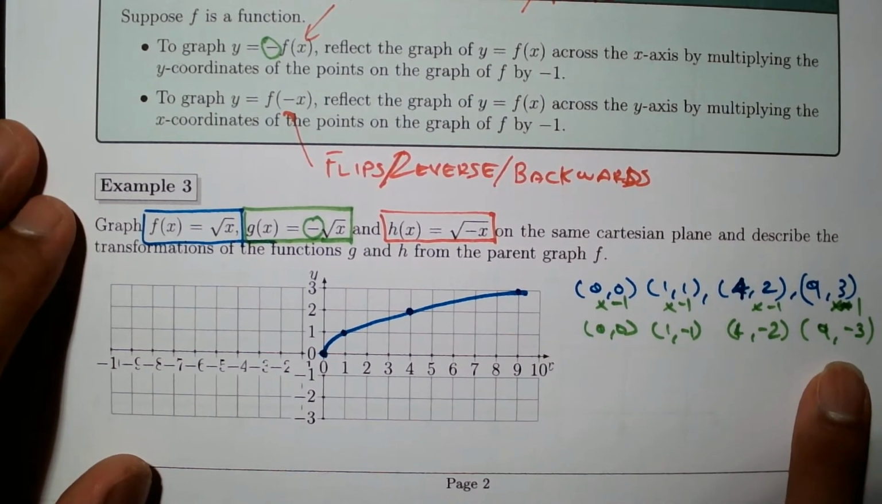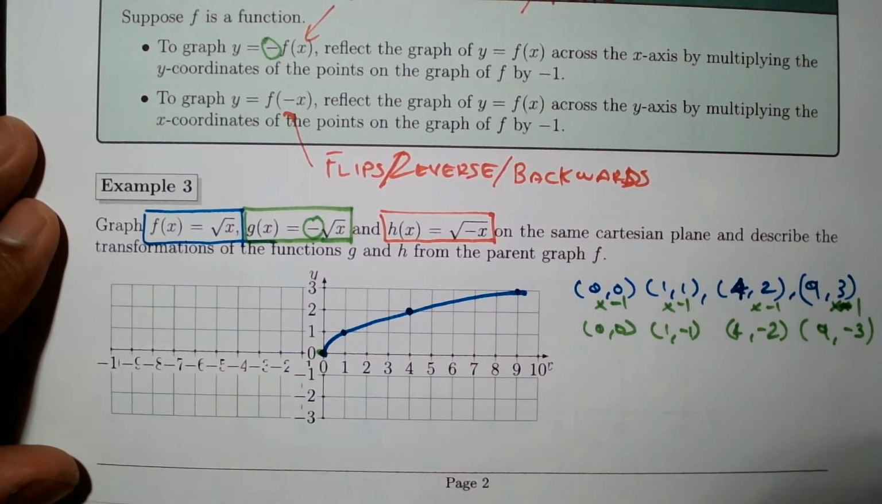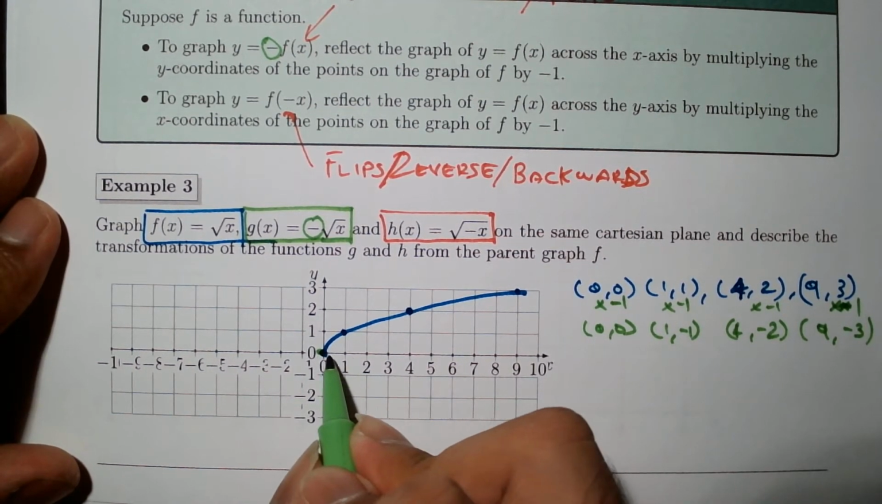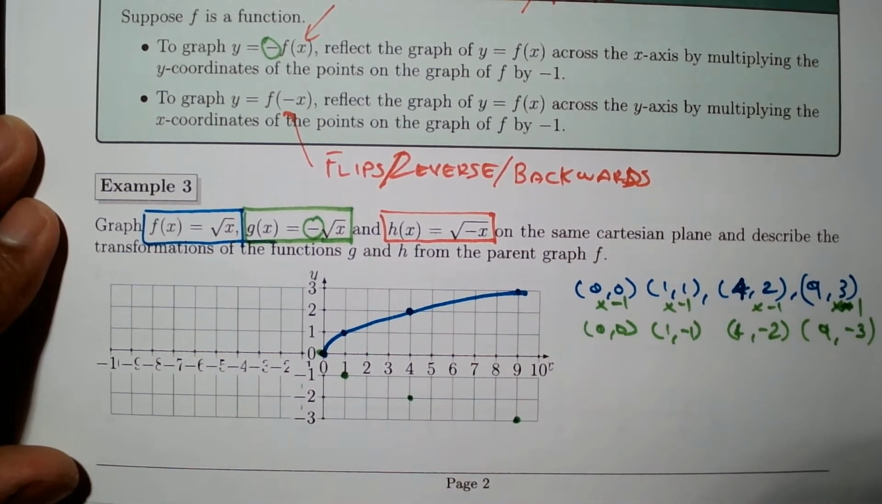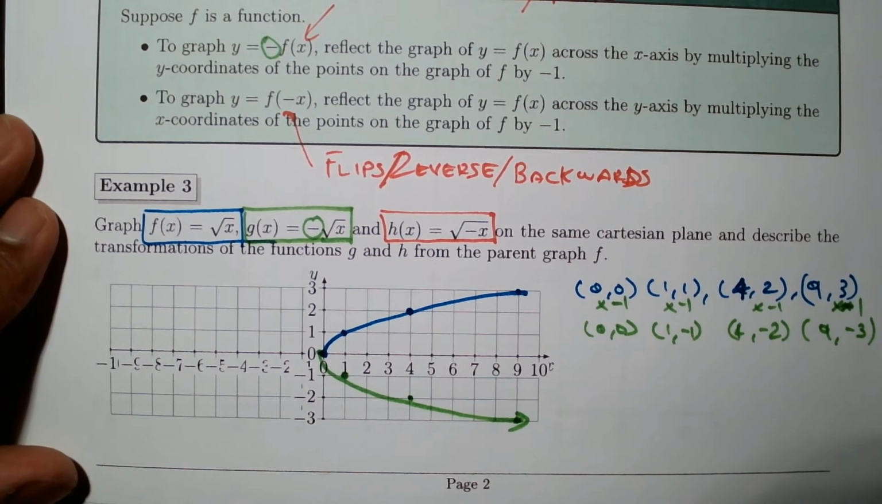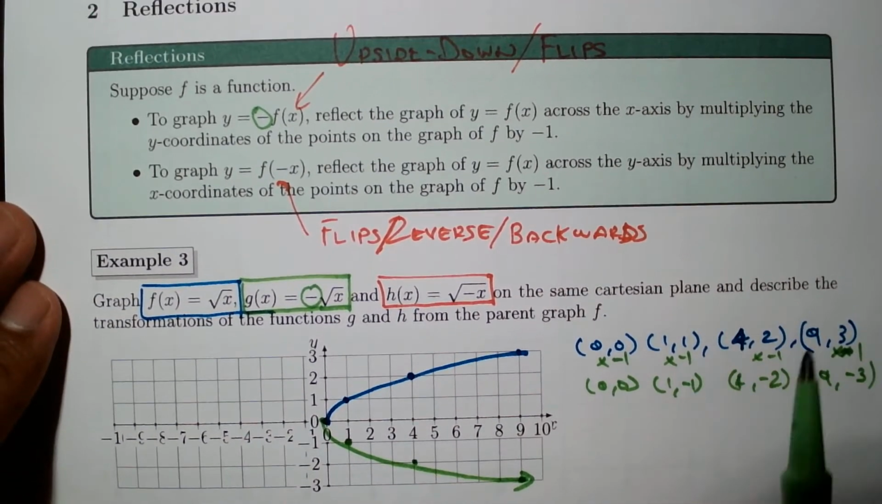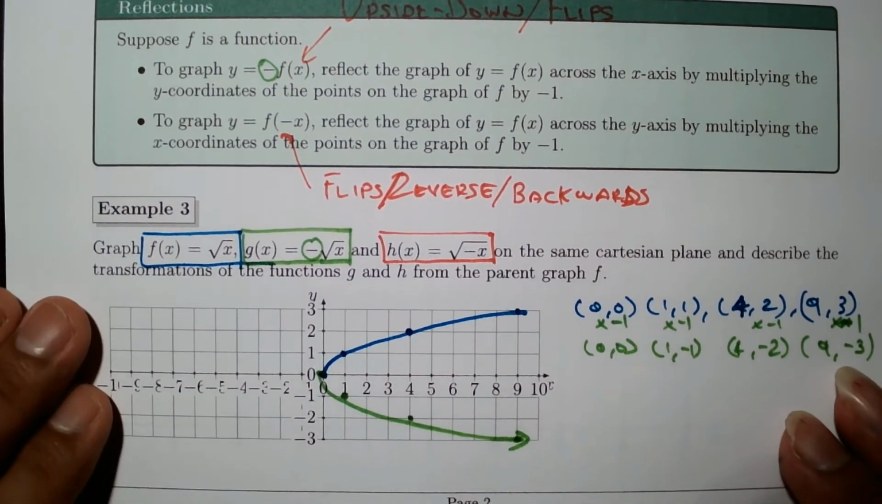So I'm going to plot these points: 0, 0, and then 1, -1, and then 4, -2, and then 9, -3. So in this case, what do we have? We have the graph upside down, flipped, as we described it earlier in mathematical slang, if you will.